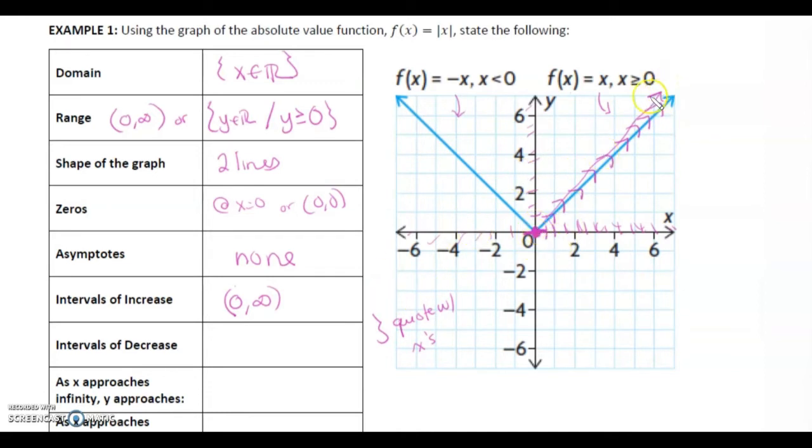So we're increasing. And then the increasing is quoting the y values. The y values are getting bigger. We're going up.